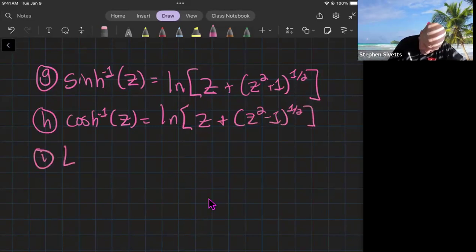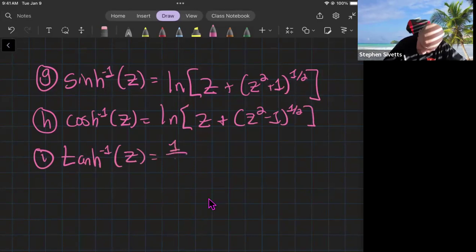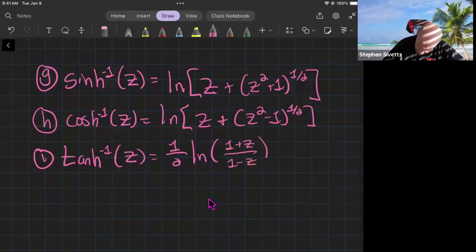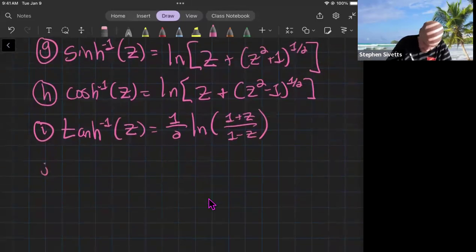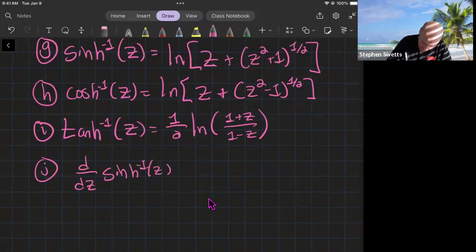And inverse hyperbolic tangent is equal to 1/2 times the natural log of 1 plus z divided by 1 minus z. And then finally, the derivatives for the inverse functions are the same, right?